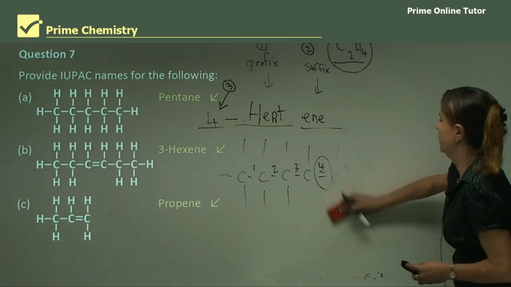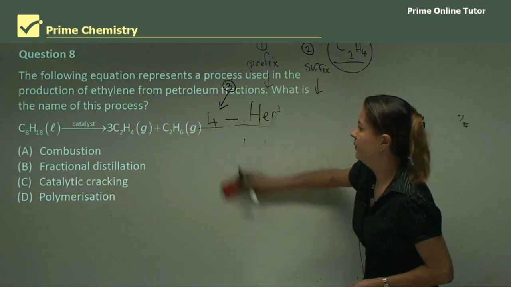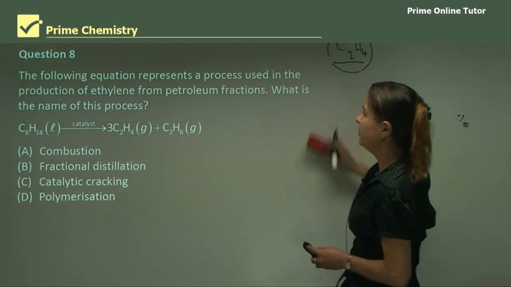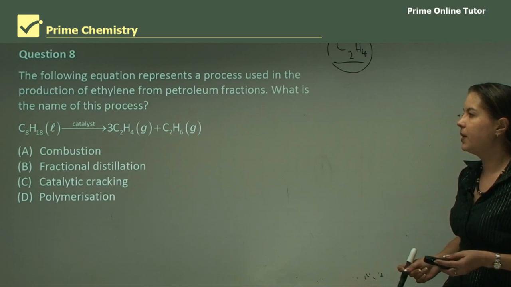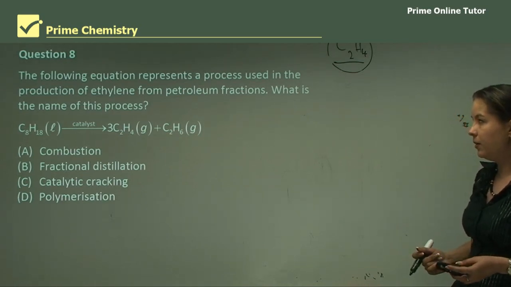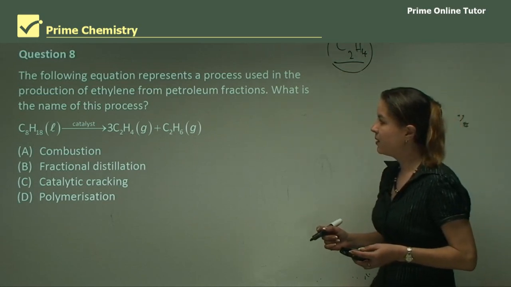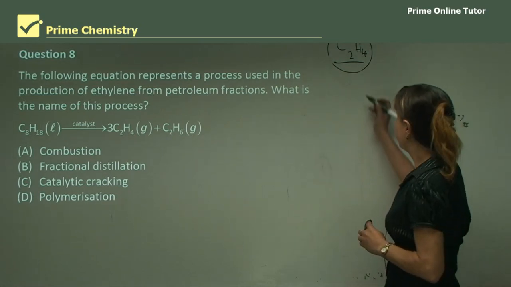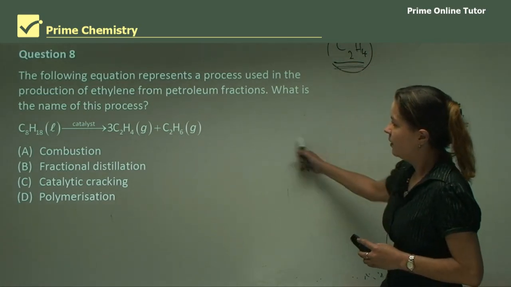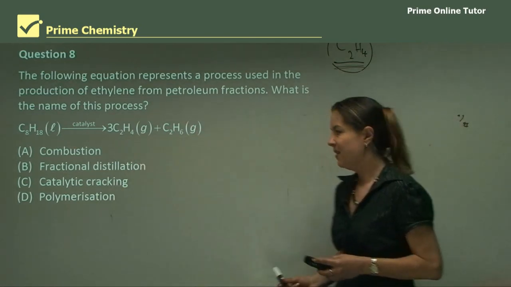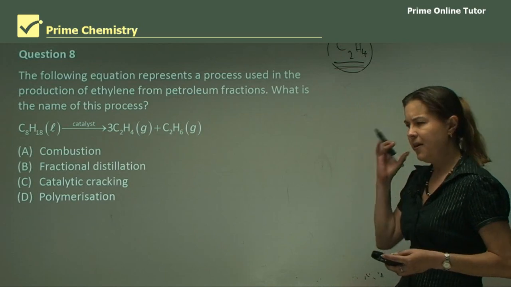Okay, so we'll move on to our next question now. Question 8. The following equation represents a process used in the production of ethylene from petroleum fractions. What is the name of this process? Well, as we've been discussing throughout this topic, we're producing ethylene. There's a catalyst. So you've got to start thinking cracking?